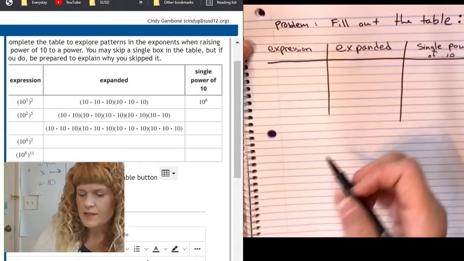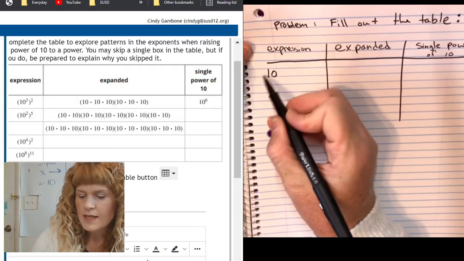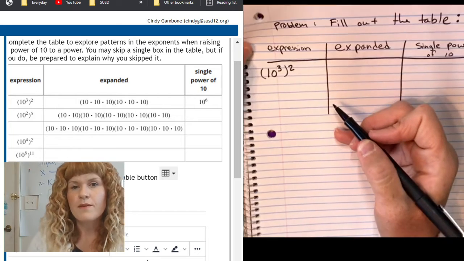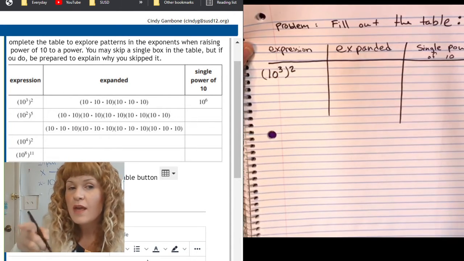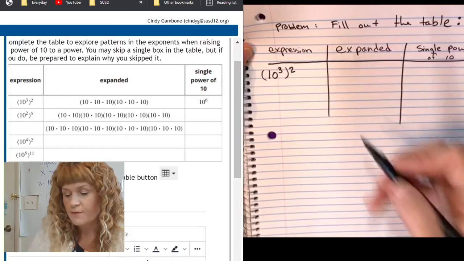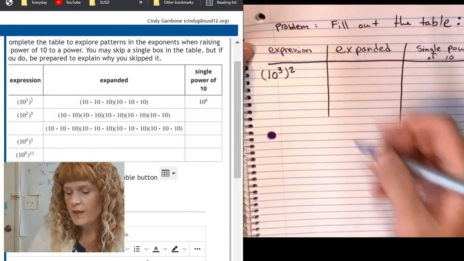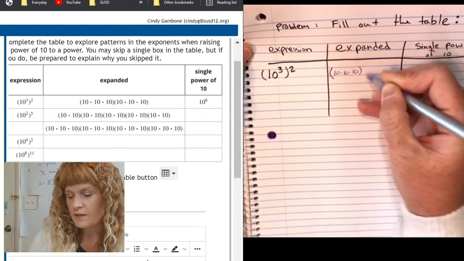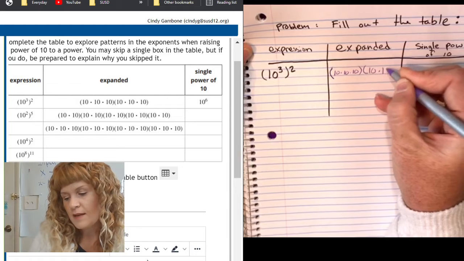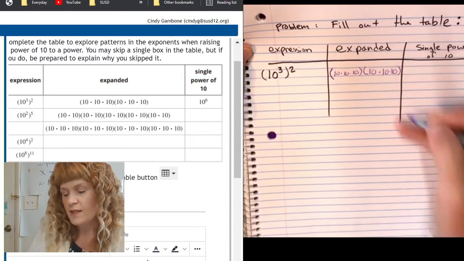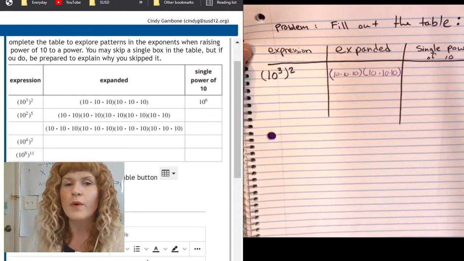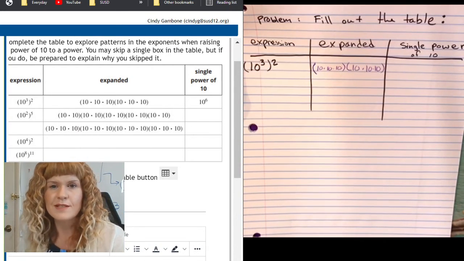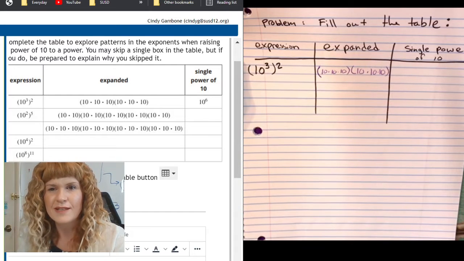The first expression they give you is 10 cubed squared, 10 to the power of 3 to the power of 2. And they already wrote it out for you in expanded form. Go ahead and do it yourself. That's 10 times 10 times 10 times 10 times 10 times 10. And it's good to write these out in expanded form when you're learning exponents, because later you're going to have this locked into your memory so well, you don't have to write it out anymore.